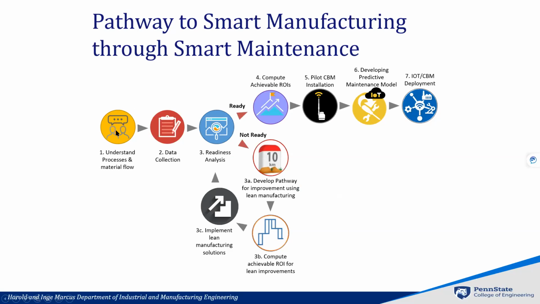First, we understand the processes and material flow for a particular company. Collect data. Companies have varied infrastructure for this. Some have sophisticated software that collects data. Some have just maybe a hunch based on experience. Others note down on paper and pencil what's happening in the shop. And there's a whole spectrum of possible data collection strategies.